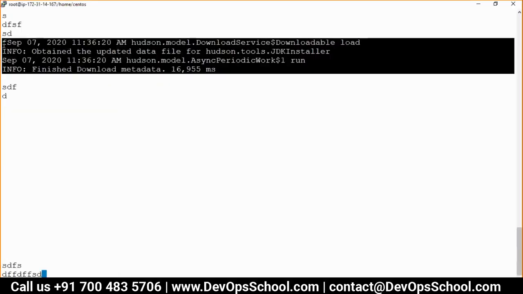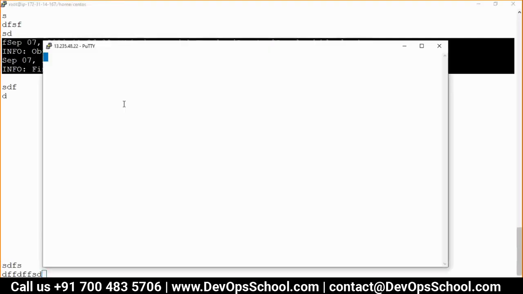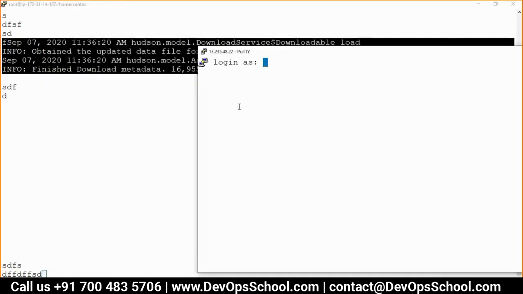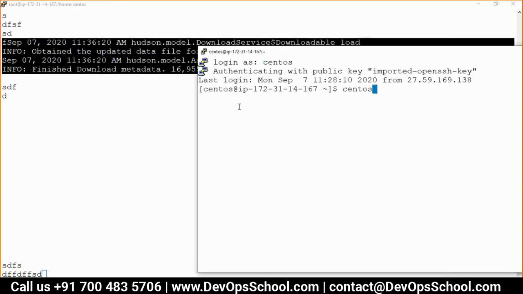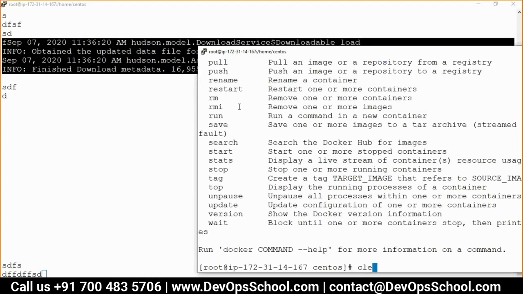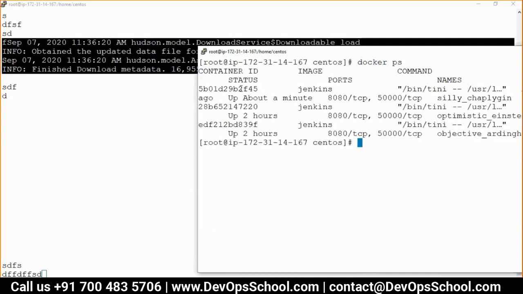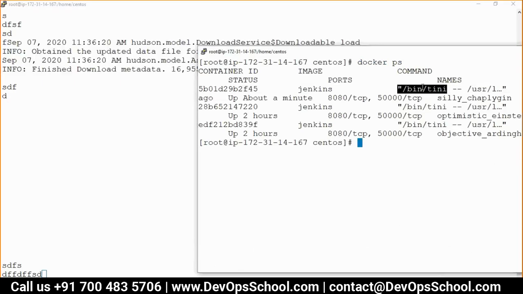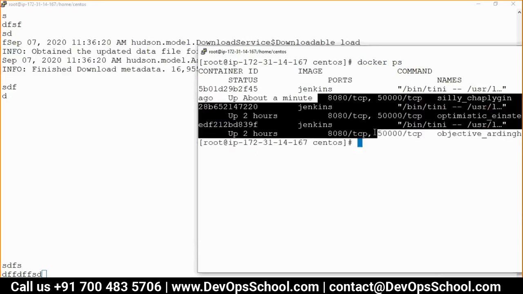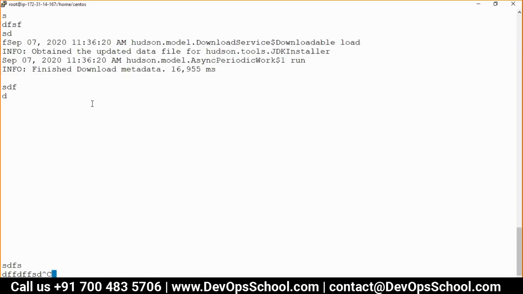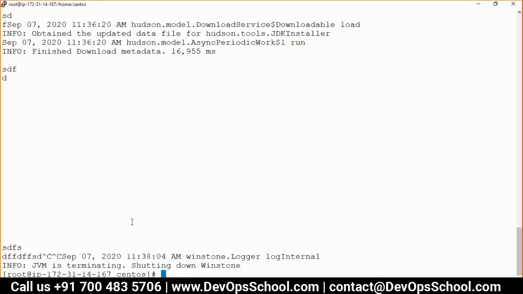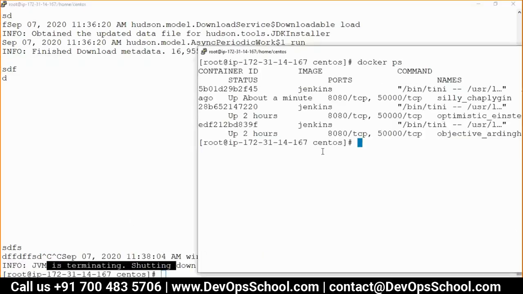I am a built-in. Let me open up a new session, duplicate session, CentOS, and then sudo -s, clear the screen, docker ps. This is the container which I am in right now. What you are? Built-in. 3 containers running. Control C will kill the PID 1. Means built-in. See. PID 1 got killed.